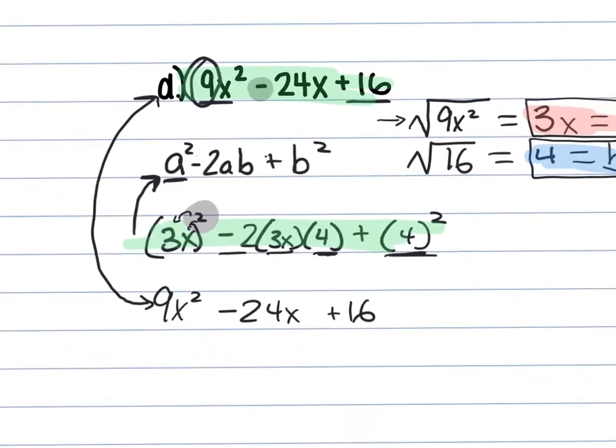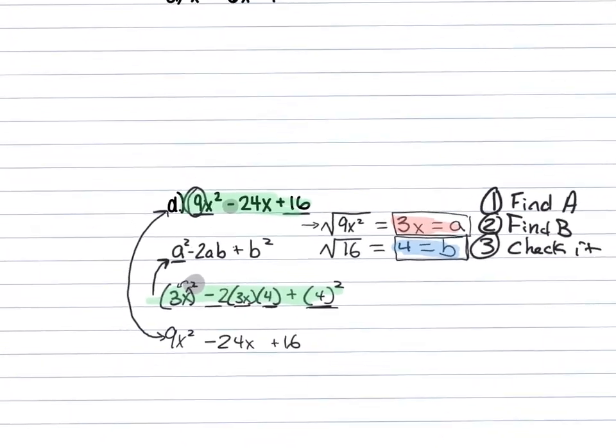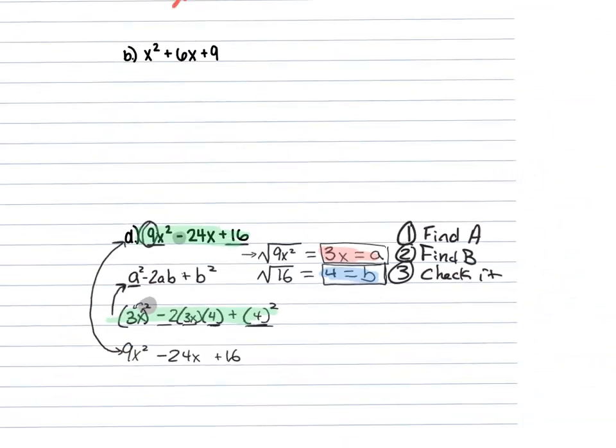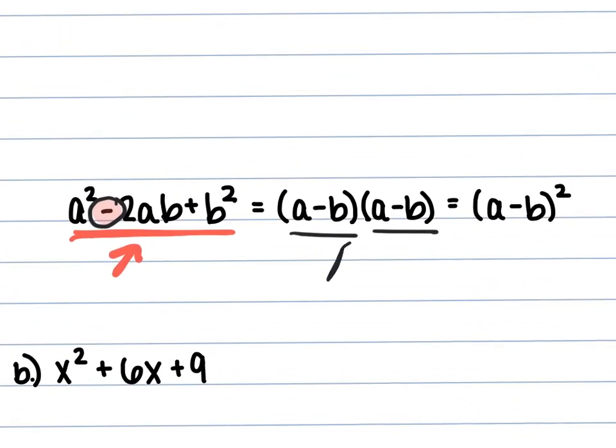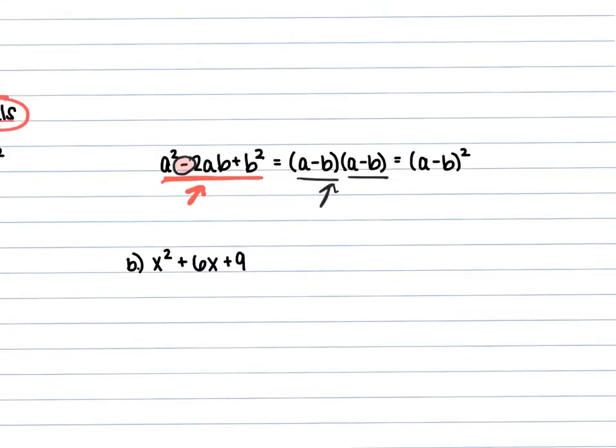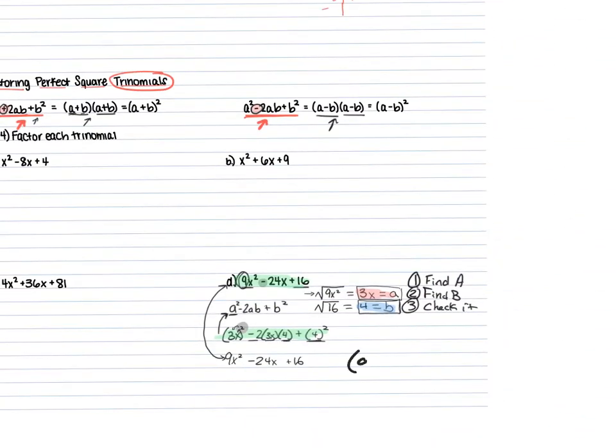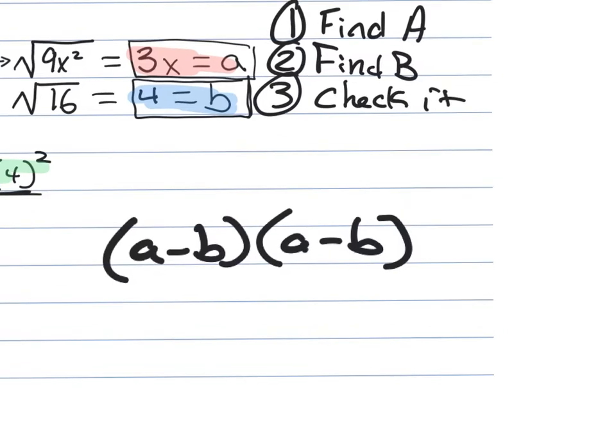Okay, so what it means is that now that we know that, by looking up here, it tells me that if I want to factor this, I just need to write a minus b times a minus b. And that is the factored form once I plug in a and b. What is a?